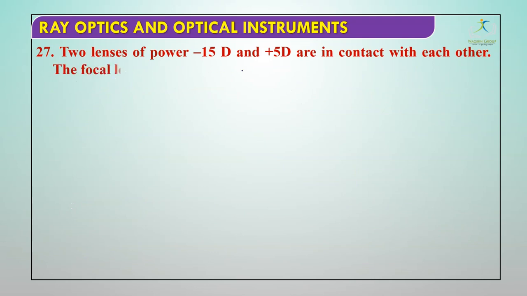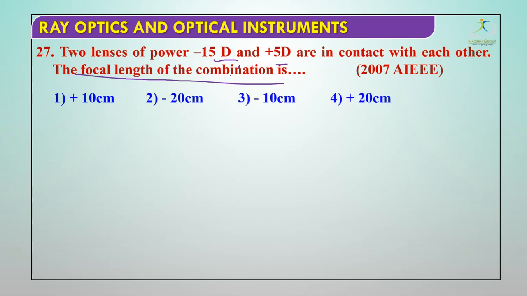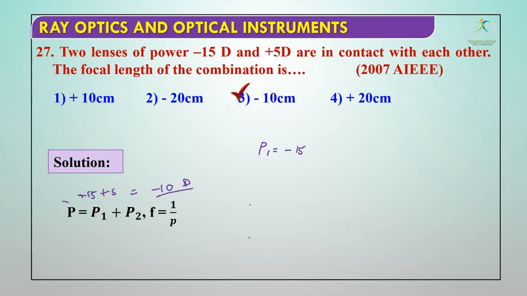Two lenses of power minus 15D and plus 5D are in contact with each other. Focal length of the combination is plus 10 centimeter, minus 20 centimeter, minus 10 centimeter, plus 20 centimeter. Moving on with the next part.